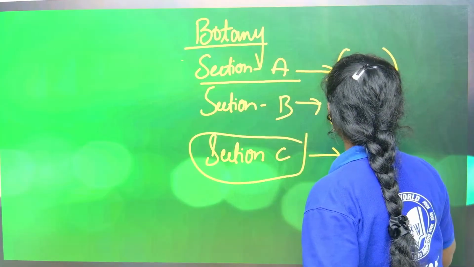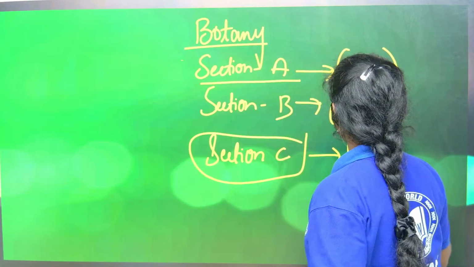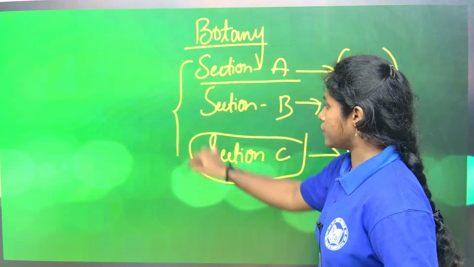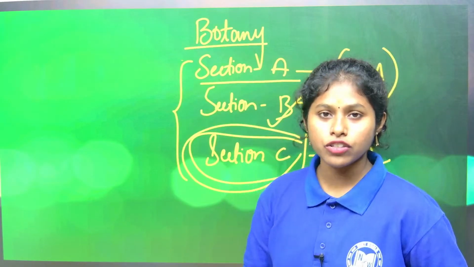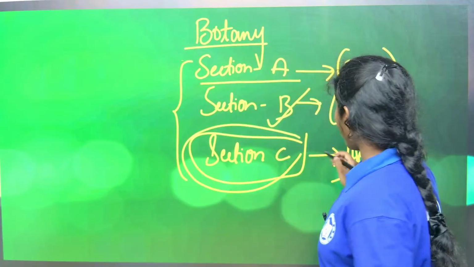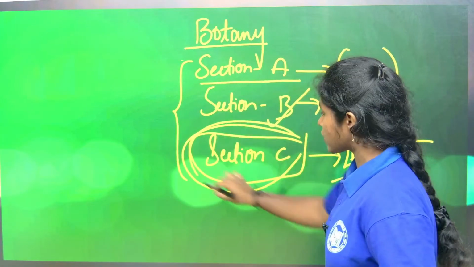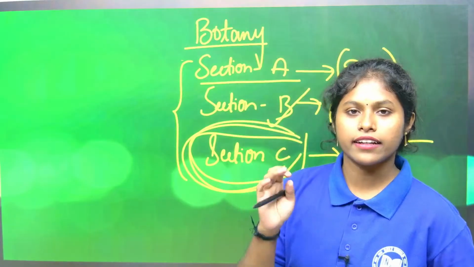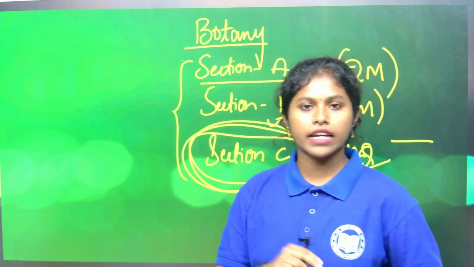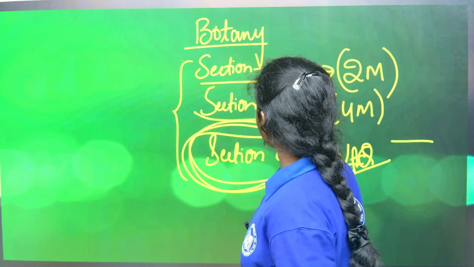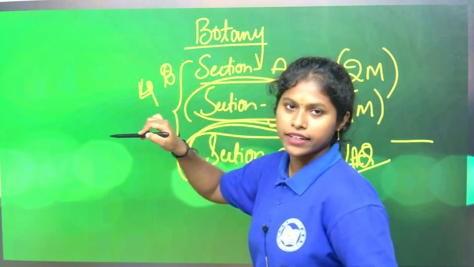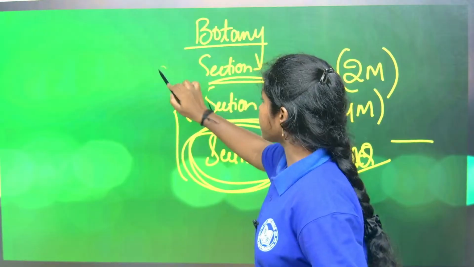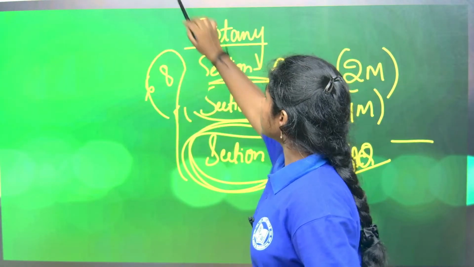Long answer type of questions. So you have to answer all 3. In Section B and Section C, you have the choice. They will give 3 questions from Section C, and you can write 2 questions. That is enough. And for Section B, they will give 8 questions. You have to attend 6 questions. That's all, right? Now we see the botany paper, children.